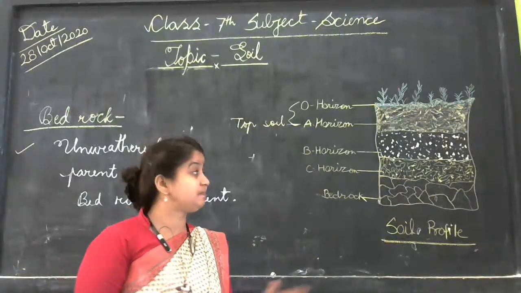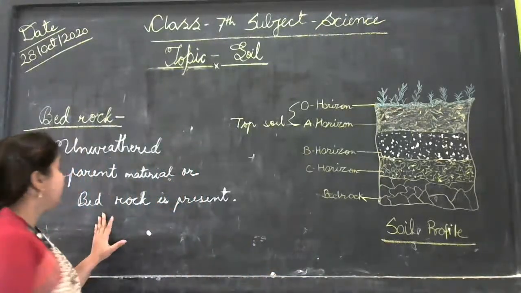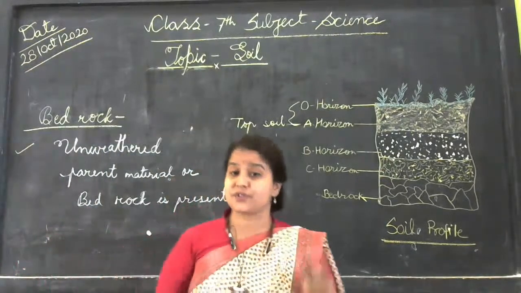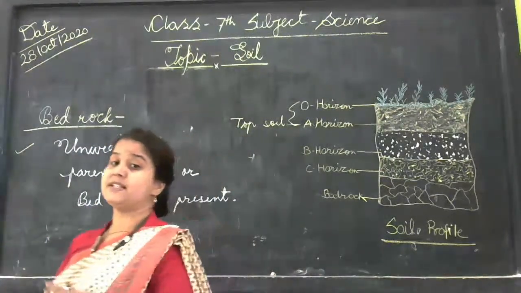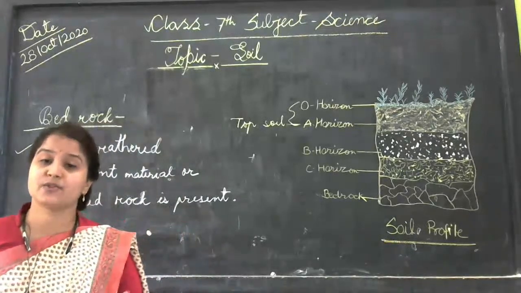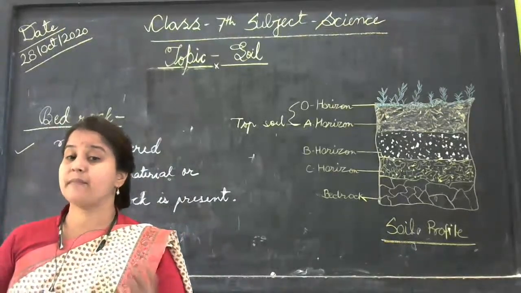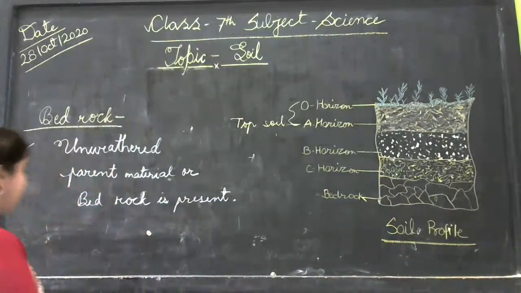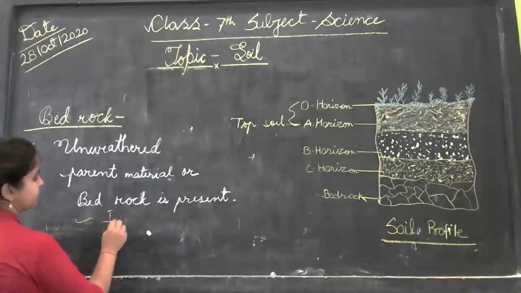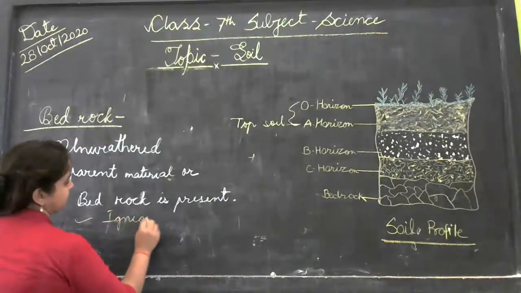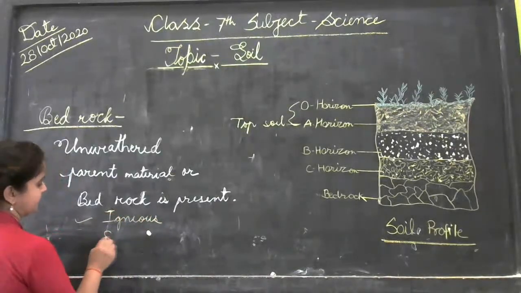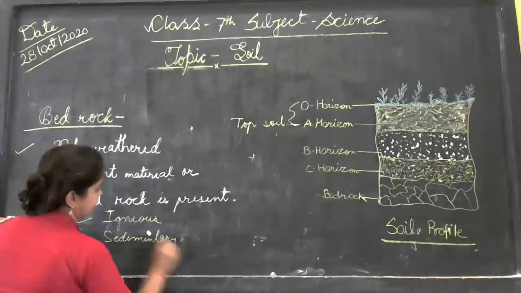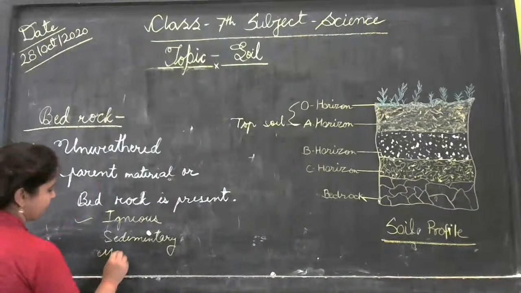Okay, breaking of rock is considered as weathering and alteration, right? So students, when we talk about rock, let me tell you that rocks are of three kinds. There are three kinds of rock present on our earth: igneous rock, sedimentary rock, and metamorphic rock. Okay, these are the three types of rocks. Let me write them here: igneous, sedimentary, and metamorphic.